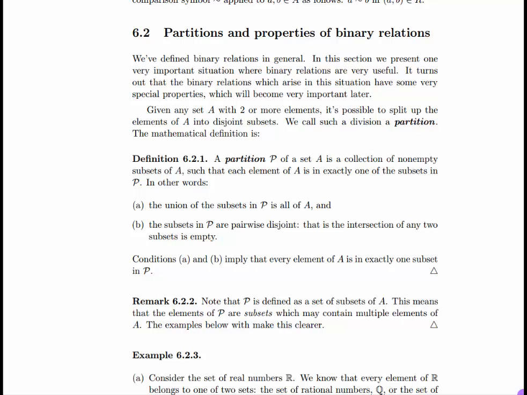All right, now this section starts out with what may seem like a detour, but we'll see in fact it's very relevant to what we're talking about, the idea of binary relations. I'm going to talk about partitions. All right? So what is a partition?